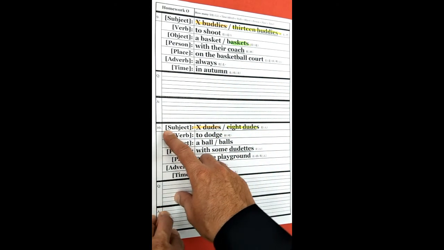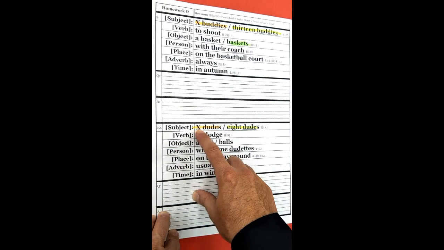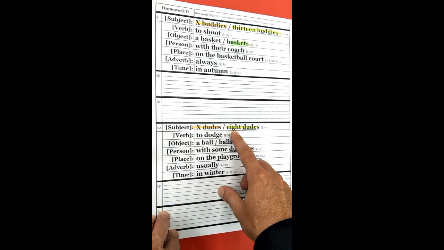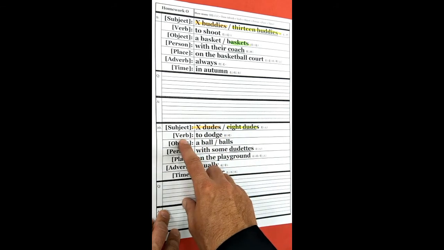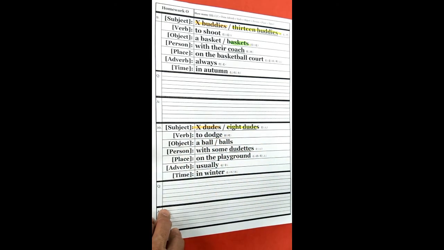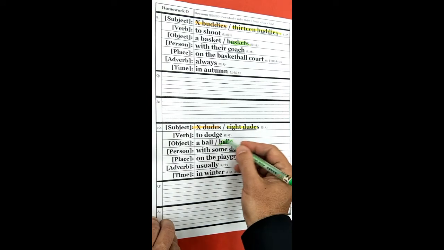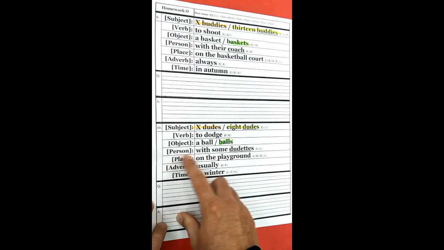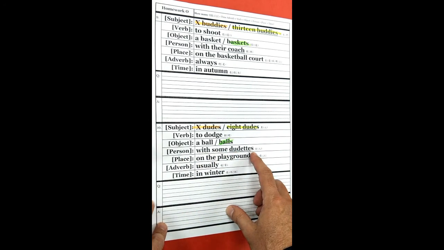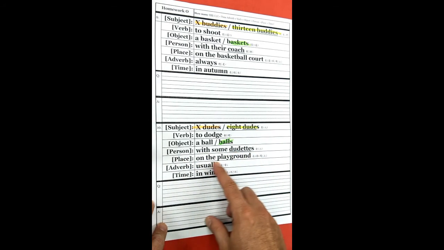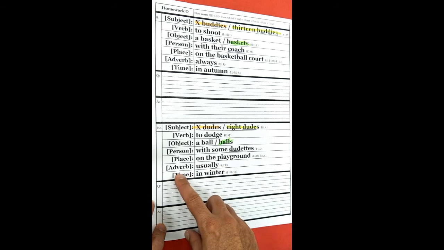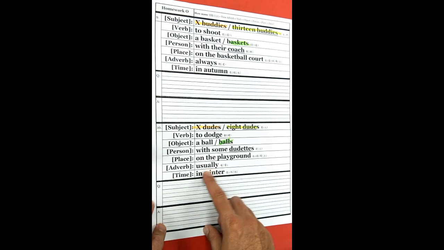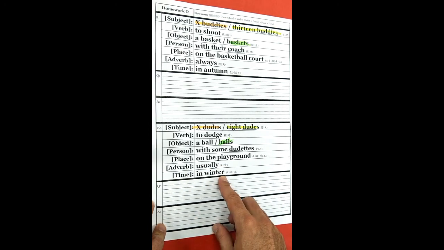Number 10. Subject: dudes. 8 dudes. Verb: to dodge. Object: balls. We're going to use balls. There are many balls. They're dodging many balls. Person: with some dudettes. Place: on the playground. Adverb: usually. Time: in winter.